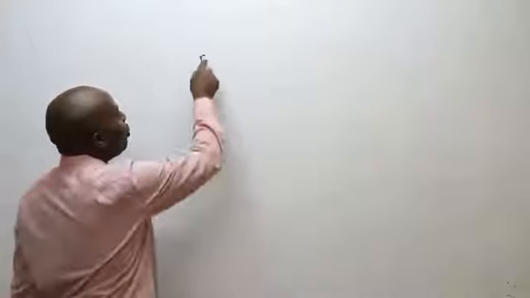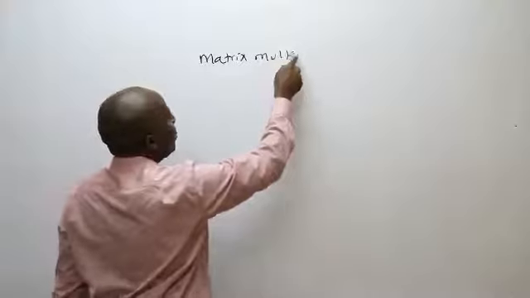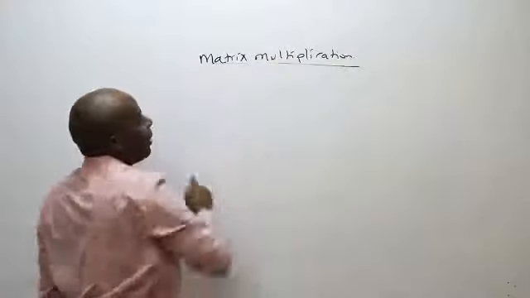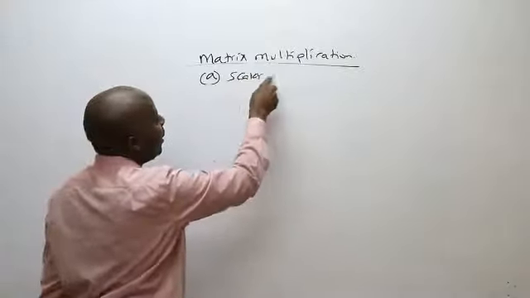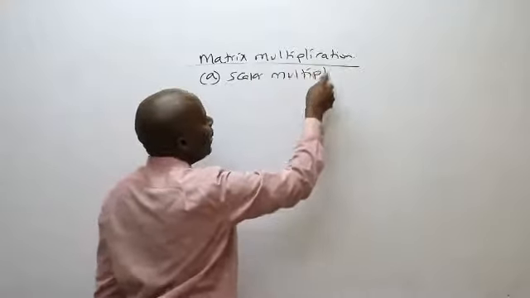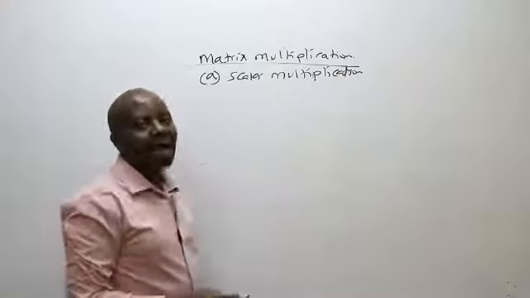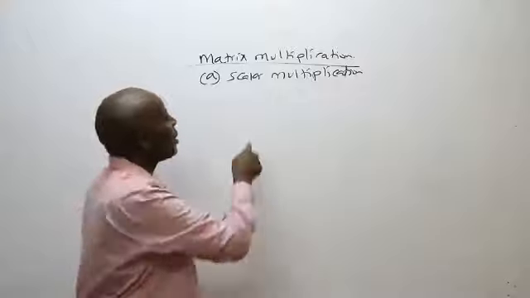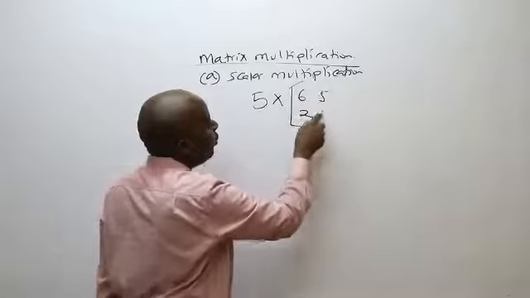Now, ladies and gentlemen, here we are. We go to matrix multiplication. How do we multiply matrices? First of all, we'll have to look at scalar multiplication. A scalar is a real number. So for instance, if you are told to multiply 5 with this matrix here, 6, 5, 2, 4, for example.